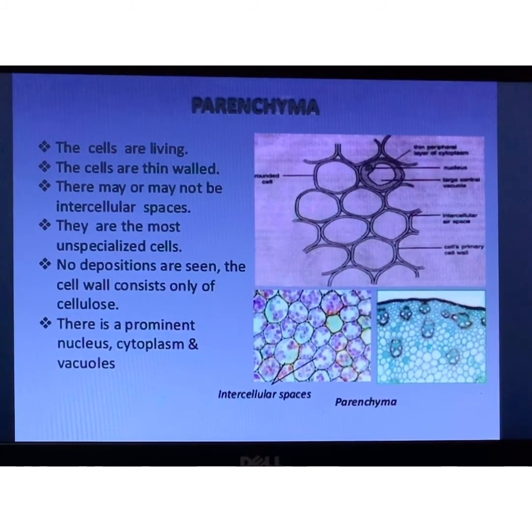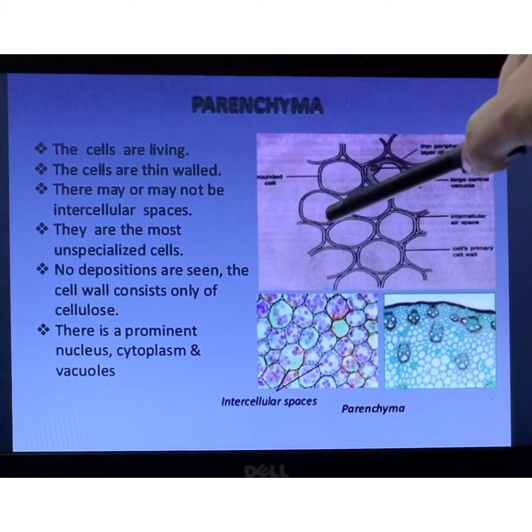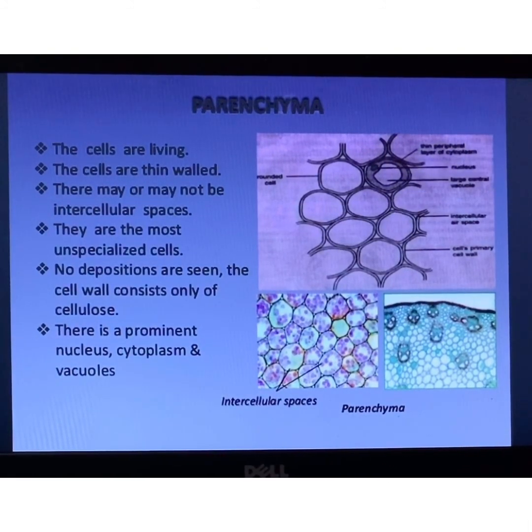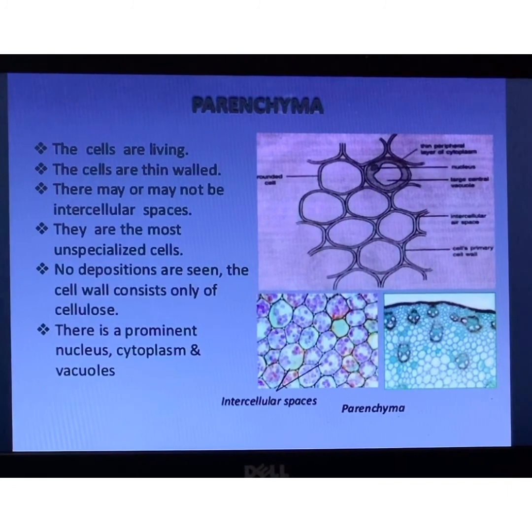In that, parenchyma is forming the bulk of the plant. What happens is that these cells take up any role given to them, so they are unspecialized cells. You can see that there are no depositions on the cell wall except for the cellulose. So plant cells will have a plasma membrane and a supporting cell wall. The cell wall is there, but there are no other depositions, and there is a prominent nucleus. They have just highlighted it here. Prominent nucleus seen, cytoplasm and vacuoles.